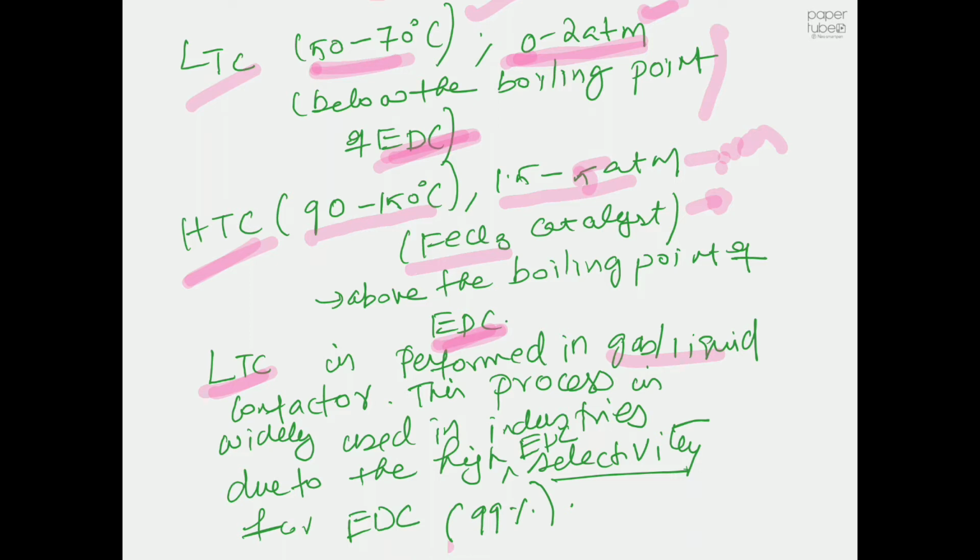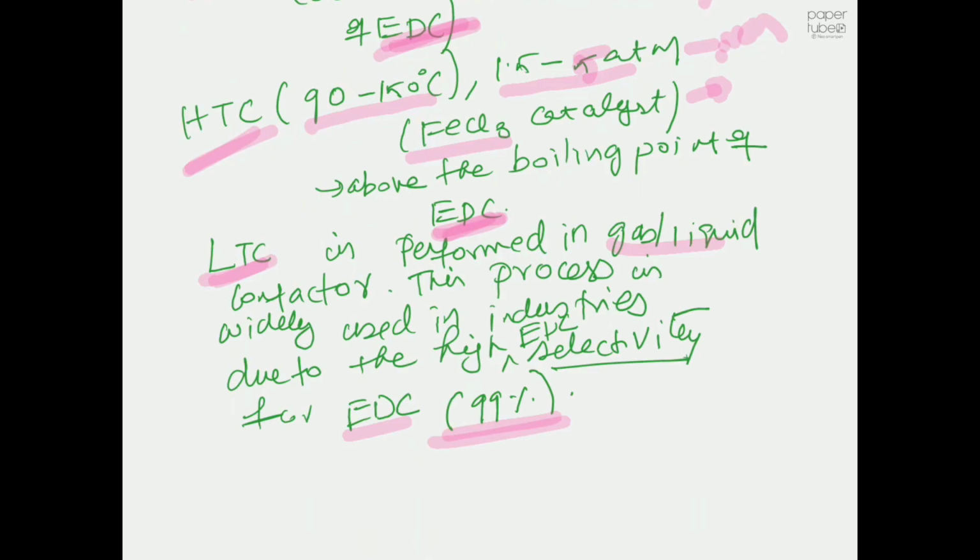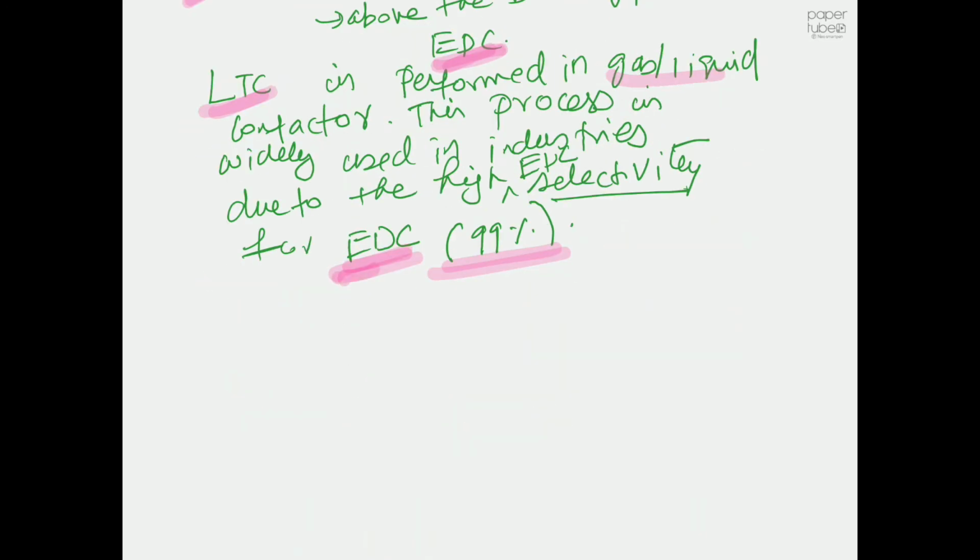And the main advantage of this low temperature chlorination is the efficiency, and it has a very high selectivity towards ethylene dichloride. Which means 99% of your reactants will be converted into ethylene dichloride rather than into other intermediate products. So the efficiency is extremely good, and that's why industries like this technique.